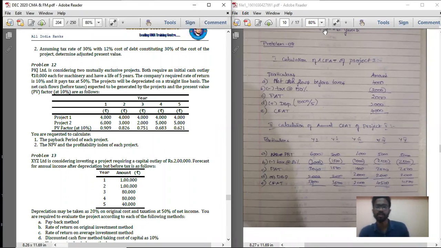Moving on to the next problems in capital budgeting. Actually, we solved one question in the introductory part of the video, that is problem number 13. That was the basic idea about all the topics: the payback period, rate of return on original investment, ARR, NPV, profitability index, and IRR. On all the different capital budgeting techniques, we had solved them in a single problem.